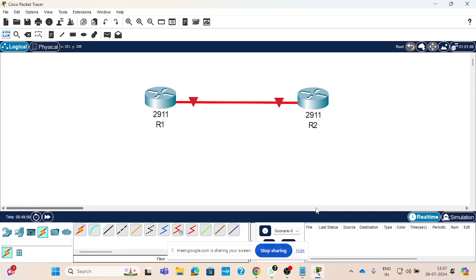NATing is a process of translating the private network addresses to a public address. So you have a public network, and the private network will not get an internet connection unless the private network IP addresses are converted or mapped to a public IP address. So there comes the NATing concept. If you don't have NATing, you still have a concept where you take a server.